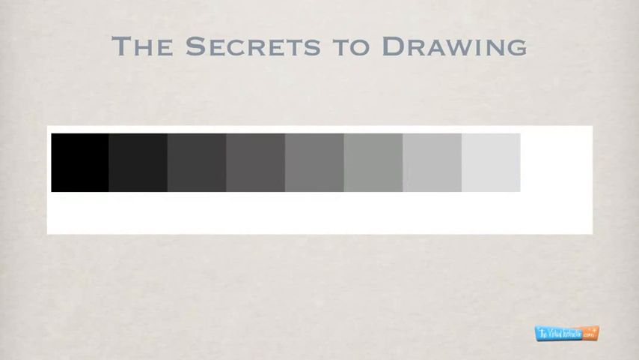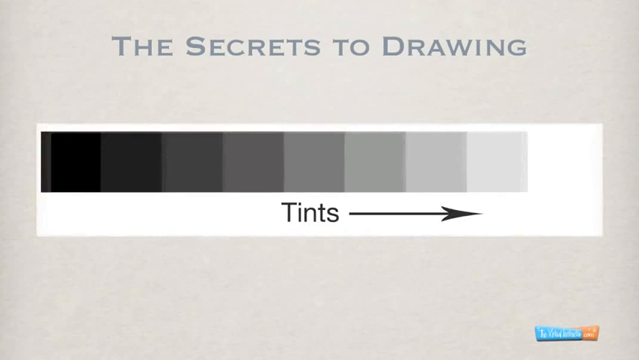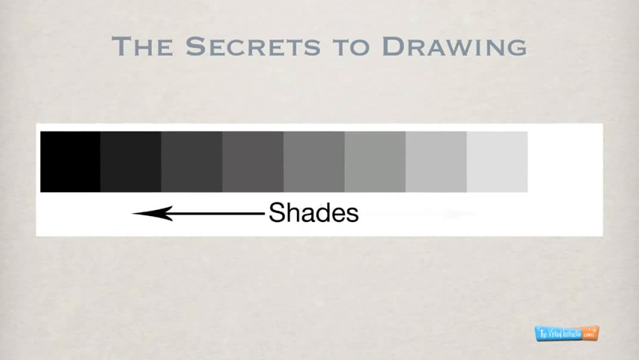This is called a value scale, and it represents 9 different values, from the darkest darks to the lightest lights. You see, we see in a full range of value. Everything we see has the darkest darks and the lightest lights. The lightest lights on a value scale are called tints. Tints are the lighter values that we see. The opposite of tints are shades. Shades are the darker values on the value scale and are the darker values that we see.